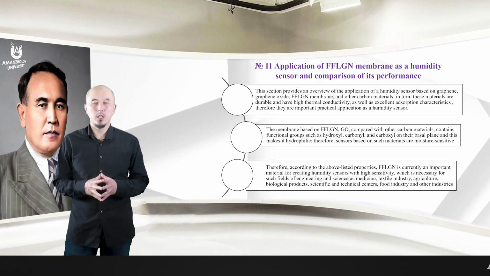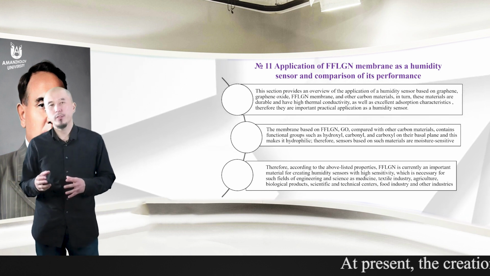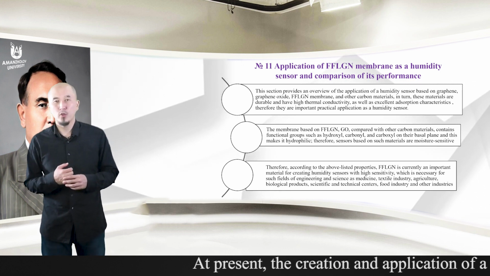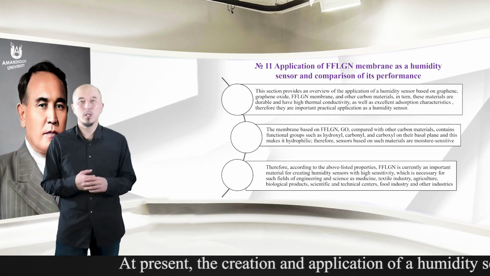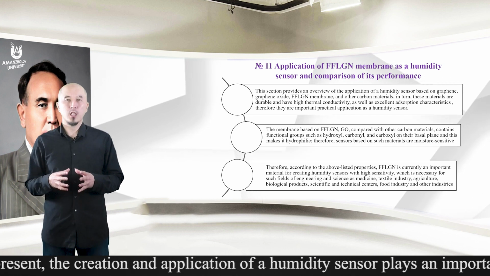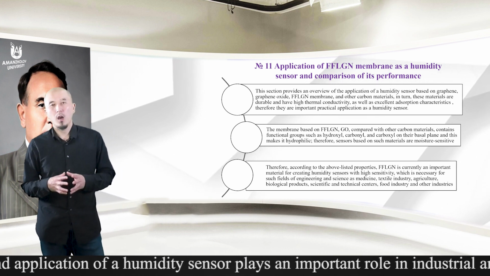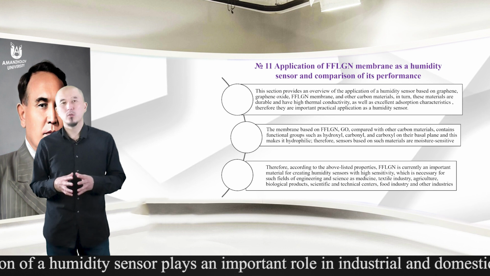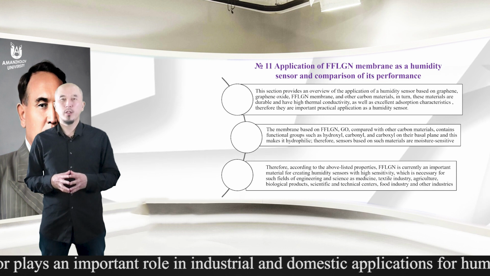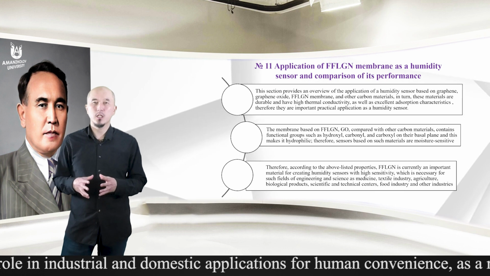Application of FFLGN membrane as a humidity sensor and comparison of its performance. This section provides an overview of application of humidity sensor based on graphene oxide, FFLGN membrane, and other carbon materials. In turn, these materials are durable and have high thermal conductivity as well as excellent absorption characteristics. Therefore, they are important practical application as a humidity sensor.